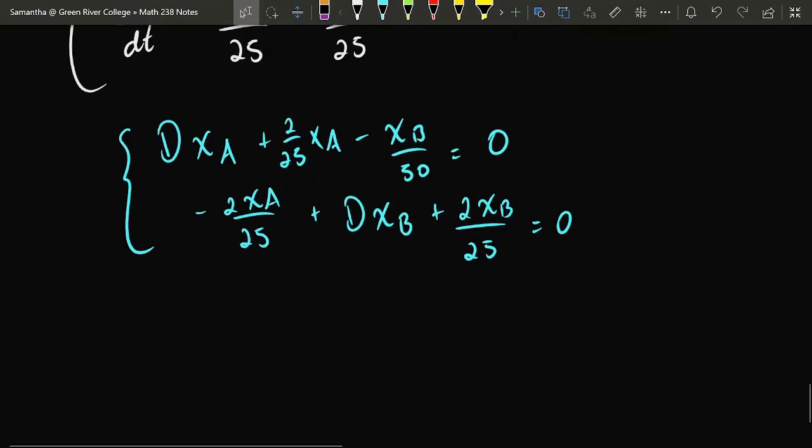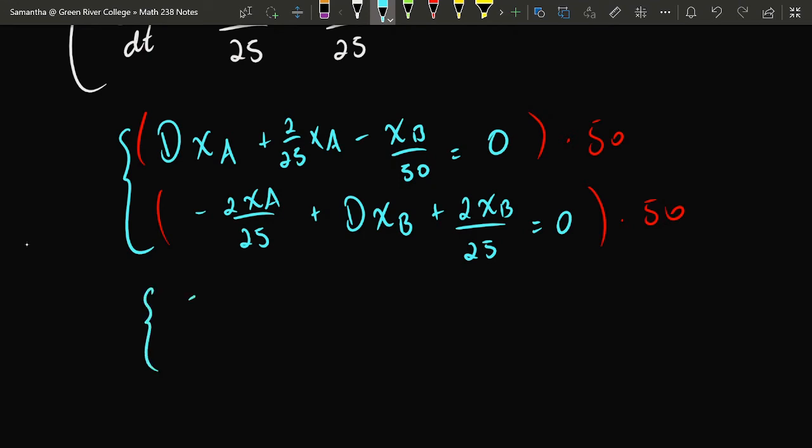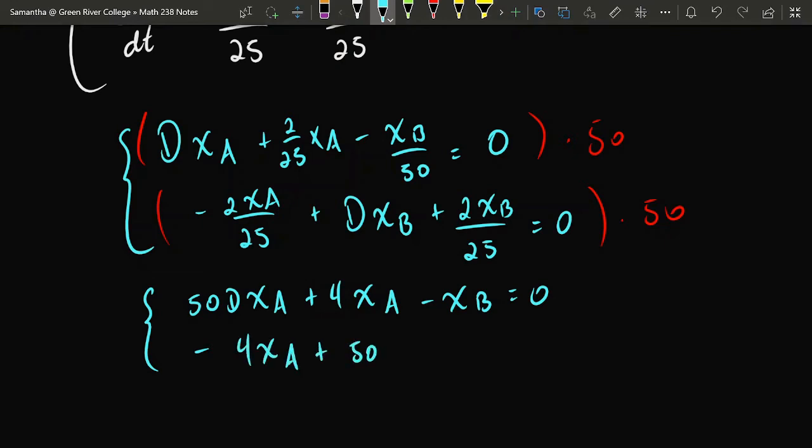Now the fractions are starting to get on my nerves, so I'm just going to go ahead and hit everything with a 50 for simplicity's sake. And so we have 50 dxa plus 4xa minus xb is equal to 0, minus 4xa plus 50d xb plus 4 xb equals 0.